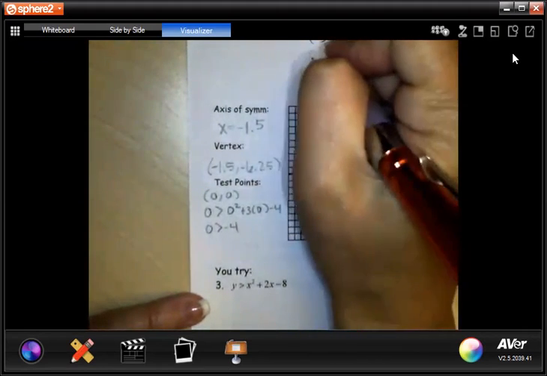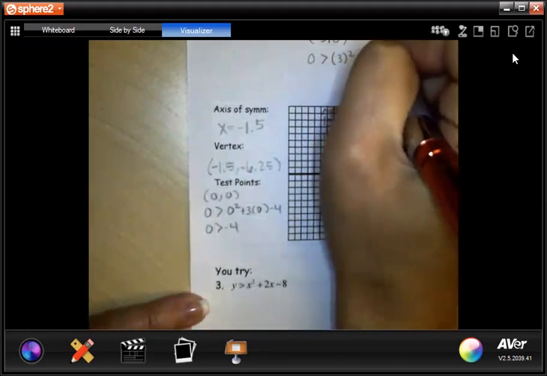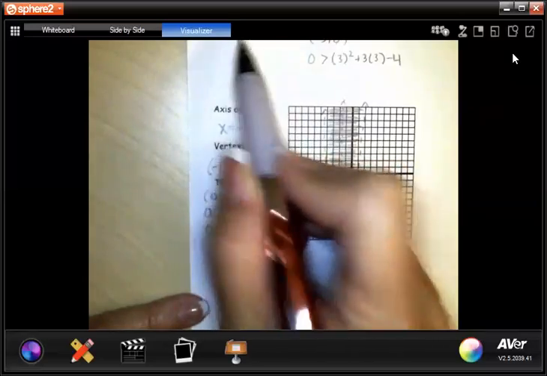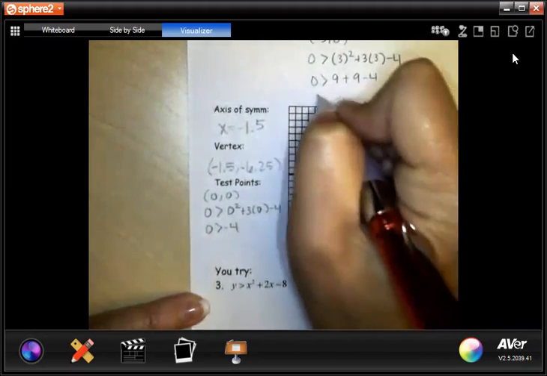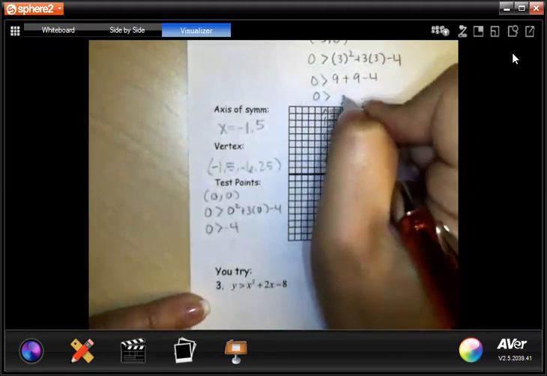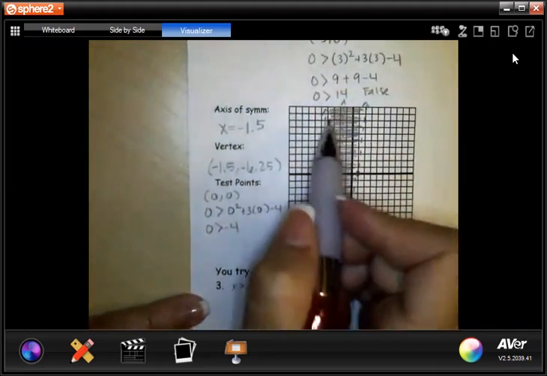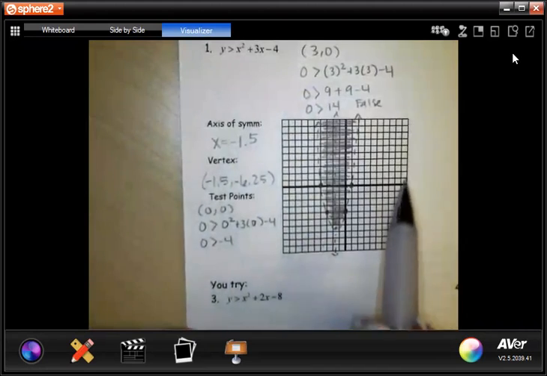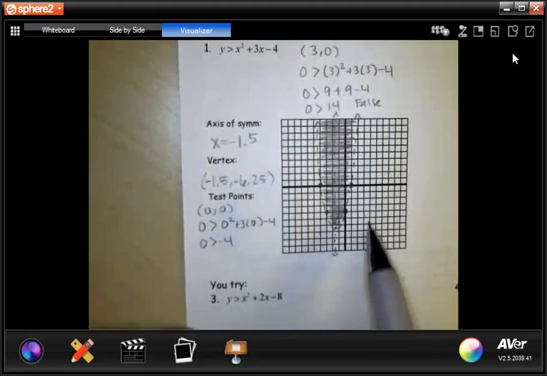So I pick 0 on the outside here, and I get 0 is greater than 3 squared plus 3 times 3 minus 4. I plugged in the 3 for the x's and the 0 for the y. That's going to give me 9 plus 9 minus 4. 0 is greater than 18 minus 4, which is 14. That is false. That is not a solution because it did not yield a true statement. And so when we simplify this, we find that 3, 0 is not a solution, which is out here. So this outside part would not be shaded.